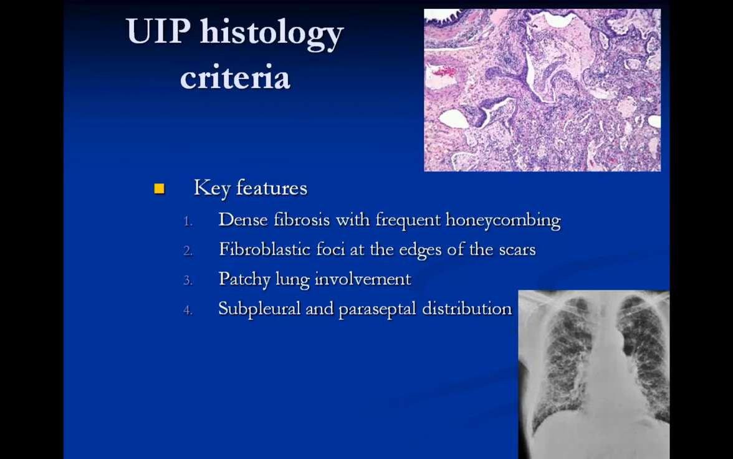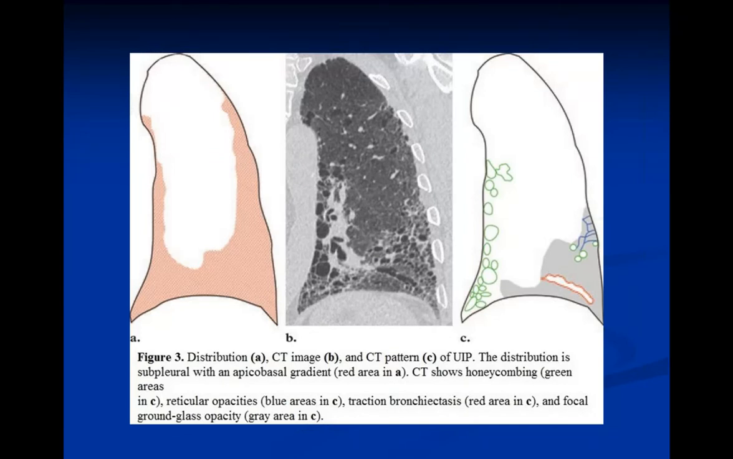In idiopathic pulmonary fibrosis, the classical pattern described is usual interstitial pneumonia. This usual interstitial pneumonia shows dense fibrosis with fibroblastic foci. There will be patchy lung involvement, and a subpleural paraseptal distribution of the fibroblasts will be present. These diagrams show subpleural distribution with an apicobasal gradient. So usual interstitial pneumonia has an apicobasal gradient: compared to the apical regions, the basal regions show more and more fibrosis in this usual interstitial pneumonia pattern seen in IPF.